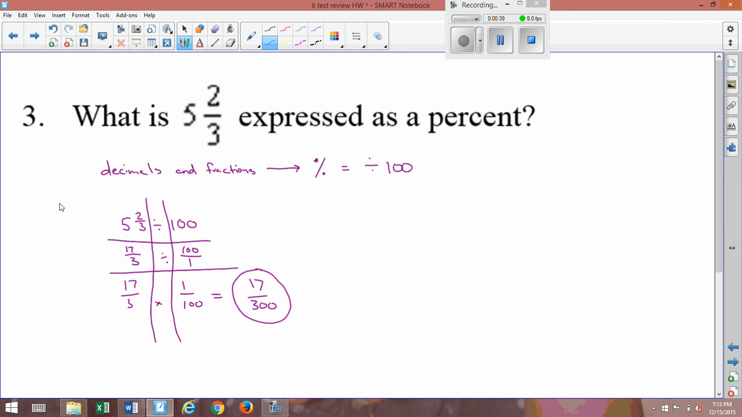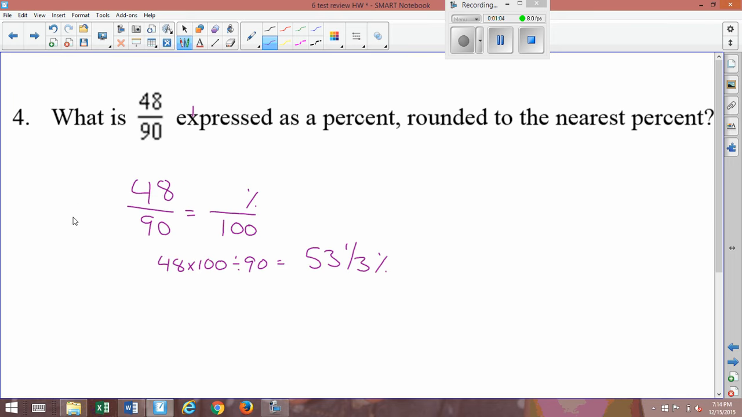What is 5 2/3 expressed as a percent? To change decimals and fractions to a percent, you multiply by 100. So 5 2/3 divided by 100 equals 17/3 divided by 100. 17/3 times 1/100, because I keep change flip, and these are improper fractions. And you get 17/300.